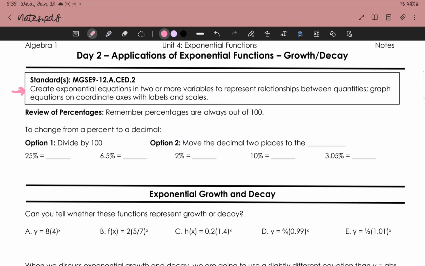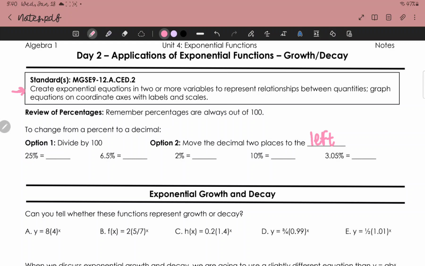So remember that percentages are always out of 100. So we're going to review that. In order to change from a percent to a decimal, Option 1 is just to divide by 100. Option 2 is to move the decimal 2 places to the left. So I'll show you a couple of these and you'll fill out the rest.